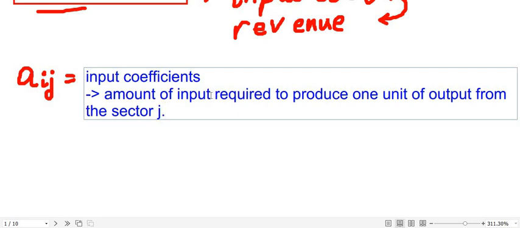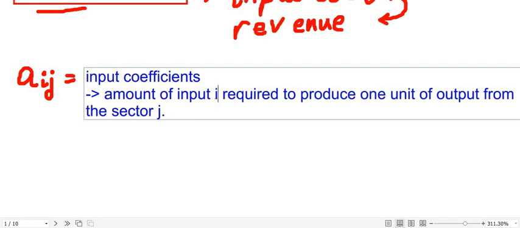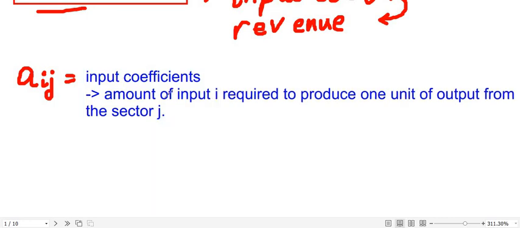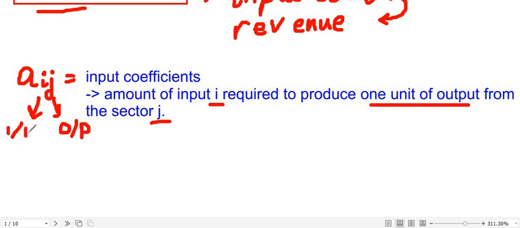There are two inputs, right? So we have to use I. Let me just explain that again. It's the amount of input I. So the first coefficient is actually the input, and this input has to be used to produce one unit of output from the sector J. So J is the output and I is the input, right? So that is how we define the input coefficients.